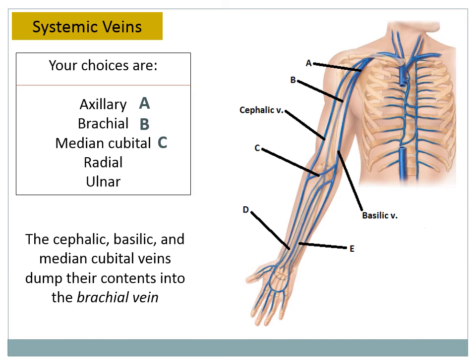Radial would be D because it's on the side of the radius, and ulnar would be E because it's on the side of the ulna. Notice that up in the brachial region, we also have the cephalic and the basilic veins as well. So the cephalic is on the more lateral side and basilic is on the more medial side.